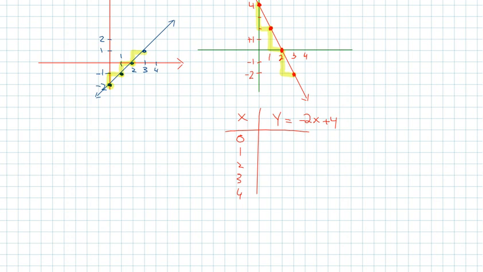Just for 0. Plus 4. Exactly. So I'm replacing that 0 for the x right here. Because my equation is y equals -2x plus 4. So x is 0, so I am replacing the x with 0. If I do this, negative 2 times 0 is 0, plus 4 is 4. So my point is 0, 4.